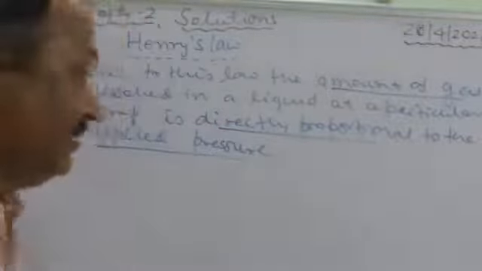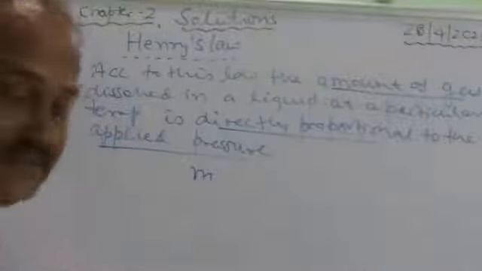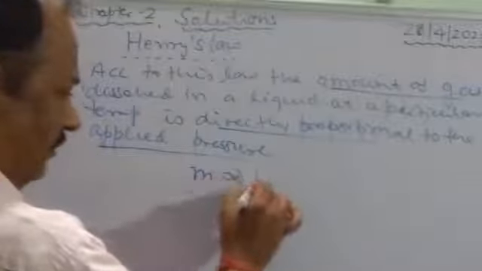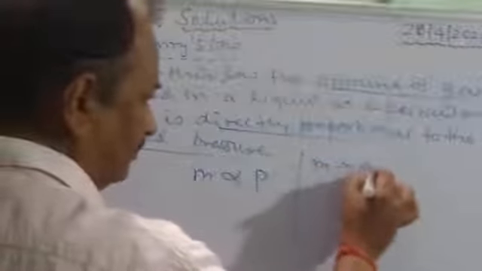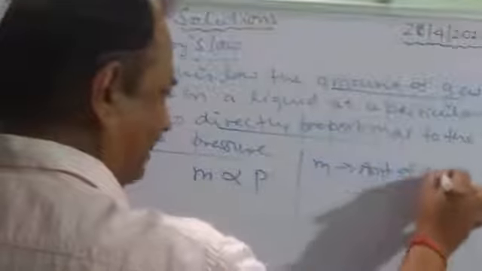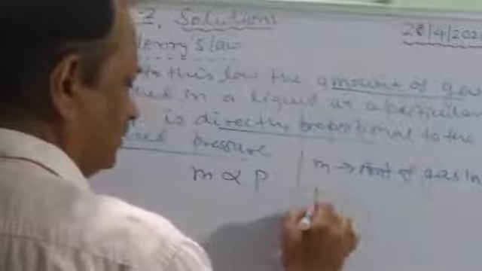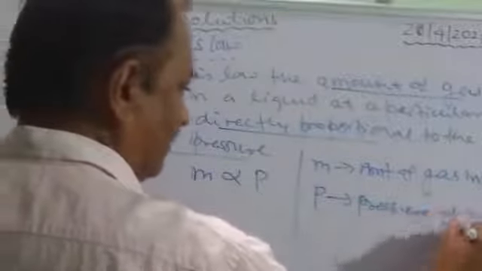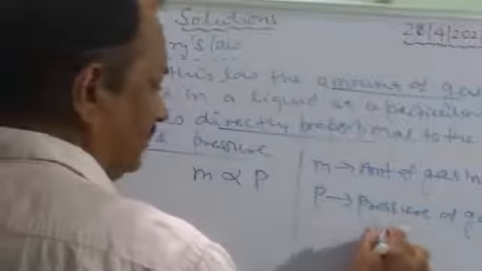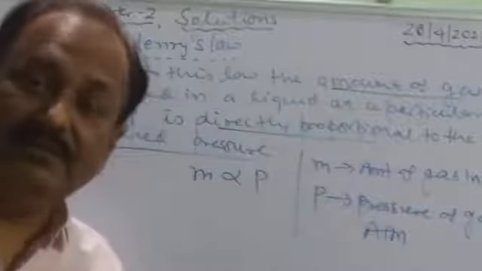If we take m as the amount of gas, it is directly proportional to the pressure. Here m is the amount of gas, of course expressed in grams, and this is the pressure of the gas, of course in atmospheres. So this is Henry's law in its initial form.